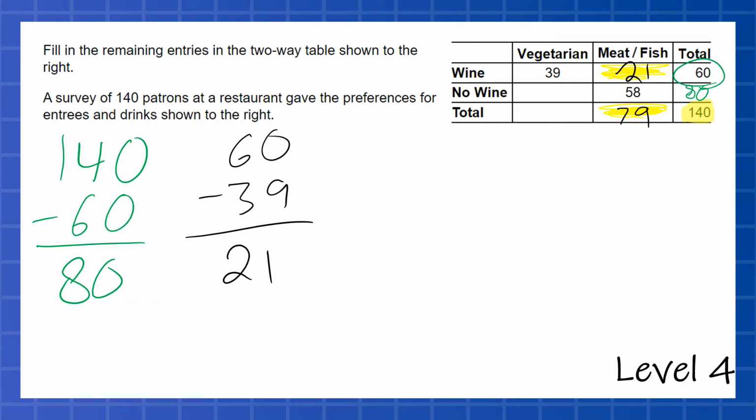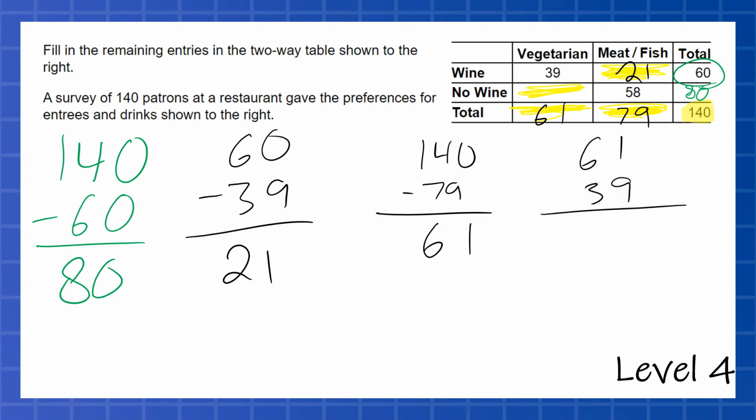and so I get 79. Now you'll notice that I have two totals. I've got the total overall, and then I've got my meat and fish eaters. So I can take the 140 and subtract 79 to get 61 for my vegetarians. Out of those 61 vegetarians, hopefully you can see that there's only one space remaining. So we're going to subtract our 61 vegetarians, we're going to subtract the 39 people that got wine. And that means that only 22 went no wine.